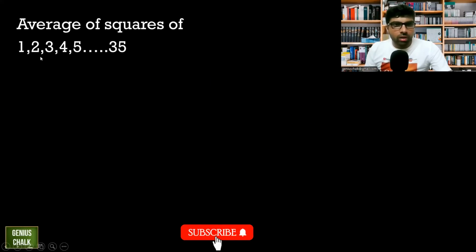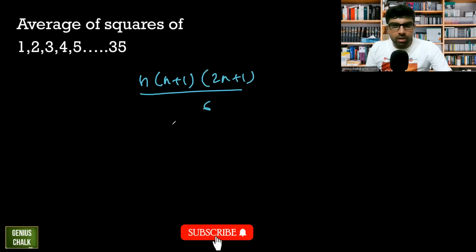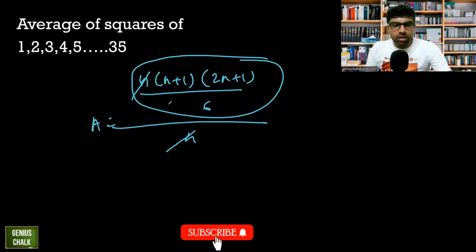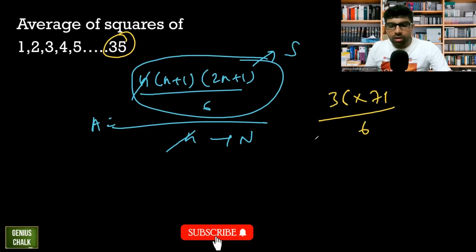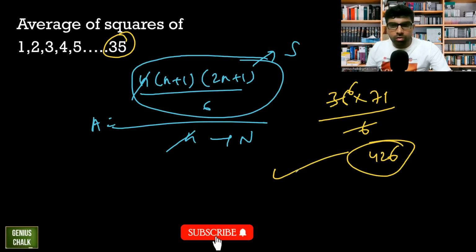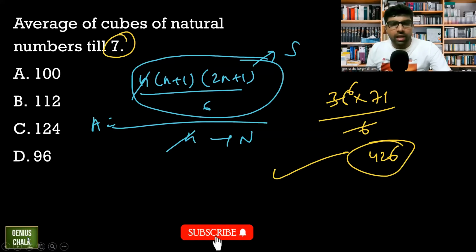Average of squares of 1, 2, 3, 4, 5 up to 35. Same formula. n into n plus 1 into 2n plus 1 by 6, dividing by the number of terms. So n cancels. This is the average. This is the sum and this is the number of terms. So n plus 1 is 35 plus 1, 36. 2n plus 1 is 70 plus 1, 71, divided by 6. 6 6s are 36, 6 1s are 6. So it is 426, the right answer.